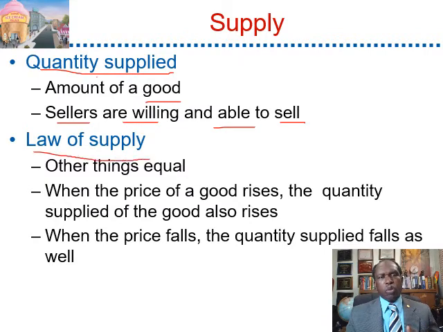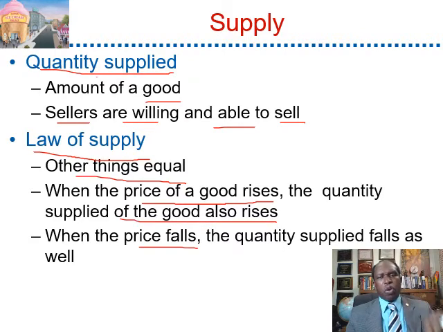With respect to the law of supply, other things equal, meaning that the price of related goods doesn't change, technology doesn't change, the price of resources doesn't change: when the price of the good rises, the quantity supplied of the good will increase. When the price falls, the quantity supplied will fall as well. So this means that there is a positive relationship between the price and the quantity. So the law of supply is the positive relationship between price and quantity supplied.